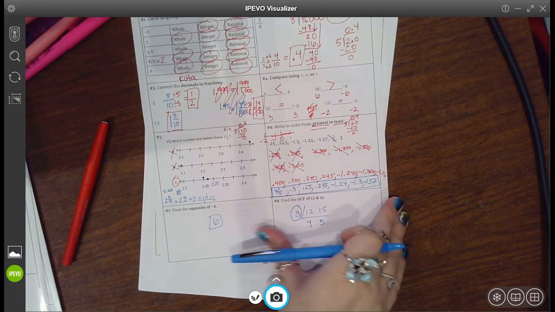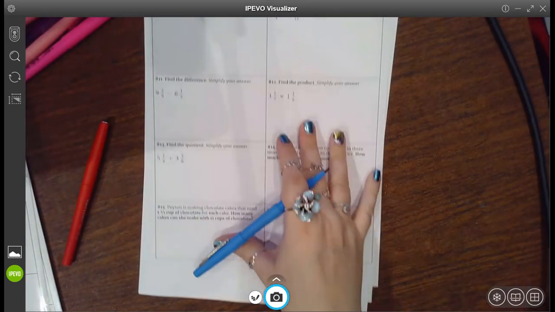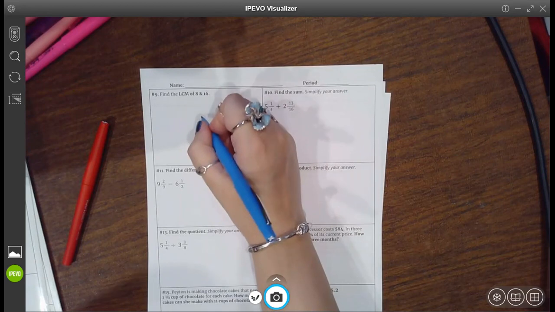Okay, the next thing they want us to do is to find the LCM. Okay, well, to find the LCM, I'm going to start with the same step.